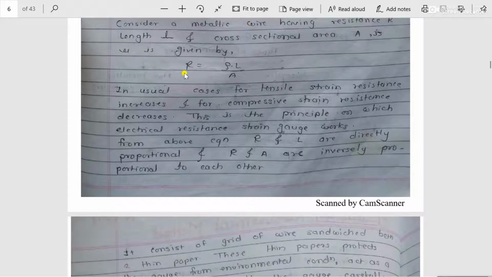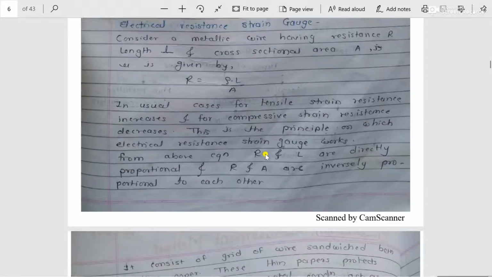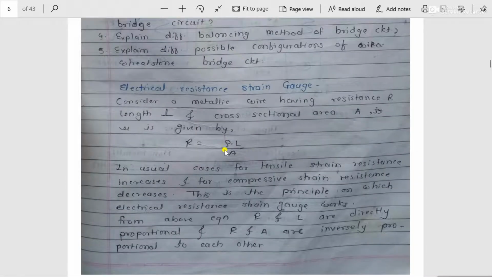And by avoiding this directly proportional sign, I have written that equation in the form of one constant parameter, that is R is equal to rho into L divided by A, and this rho is called a resistivity factor, which is a constant parameter.